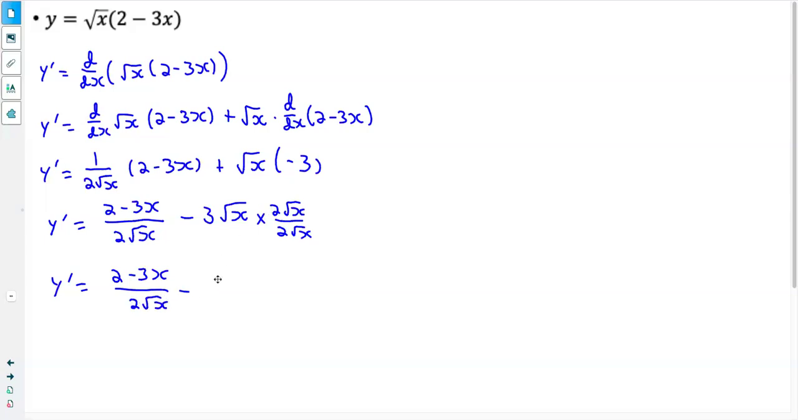minus 6x over 2 root x. Now they've got the same denominator, we can combine like terms. So we've got 2 minus 9x over 2 root x.